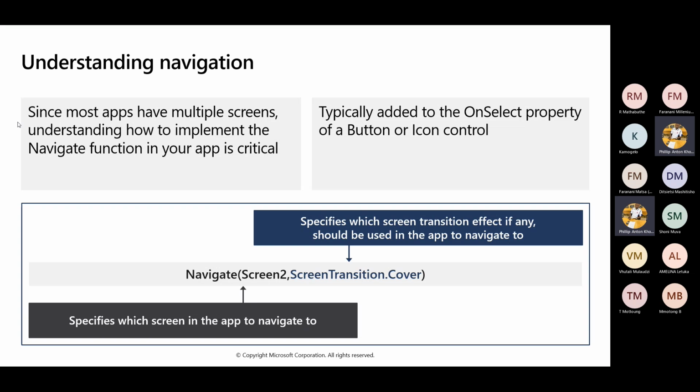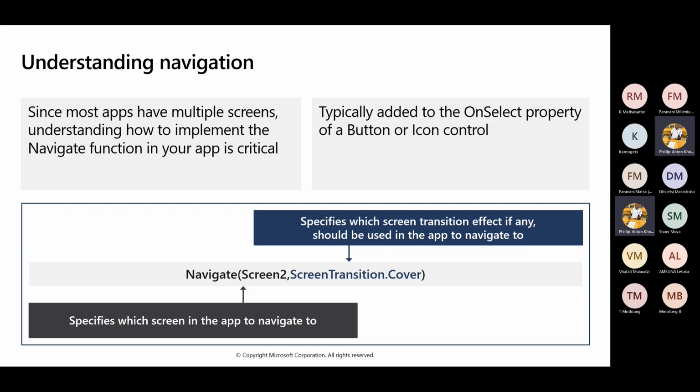Okay, so if you want some animation, you would add a screen transition field, which specifies which transition effect, if any, should be used in the app. If you don't have any transition, you can just say Navigate, and then you specify the name of the screen, and this is all you need for navigating, right?